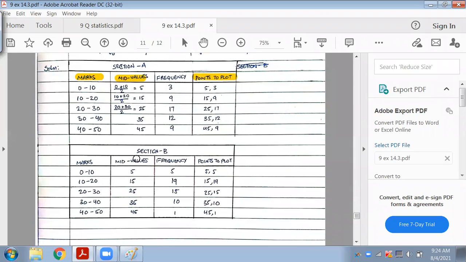Now same we'll do for section B also. Again, we'll take the marks. We'll find the mid value. It will be the same. Then we'll write the frequency, and then we'll write the points to plot.